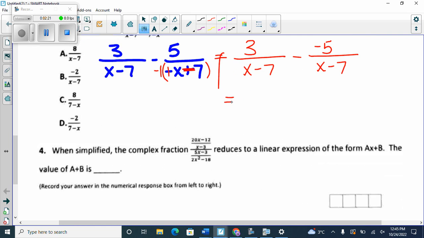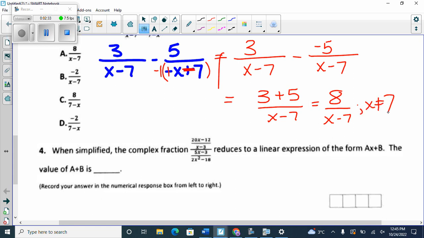Then we have a 3 minus a minus 5, so plus 5 over x minus 7, which is 8 over x minus 7. And x can't equal 7. So it would be A.